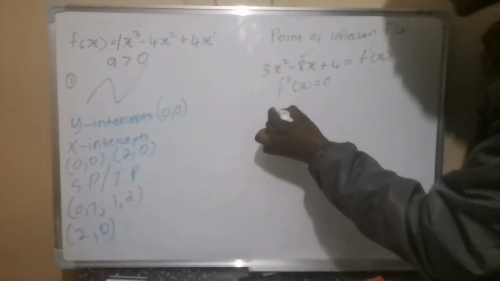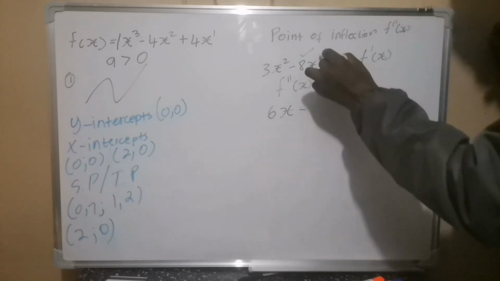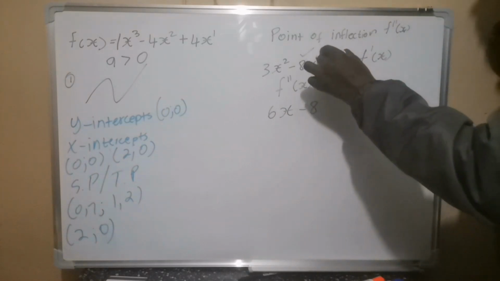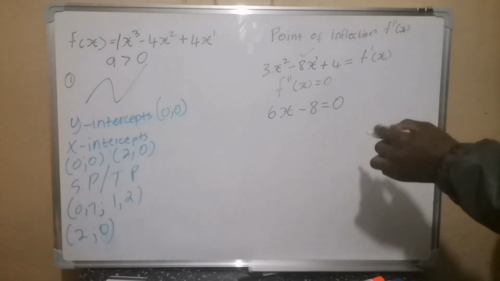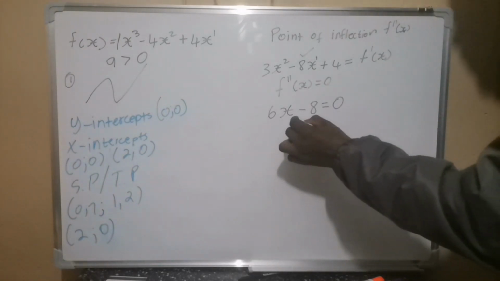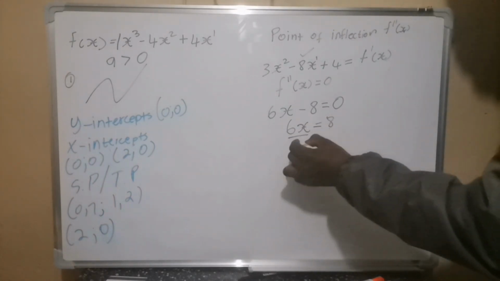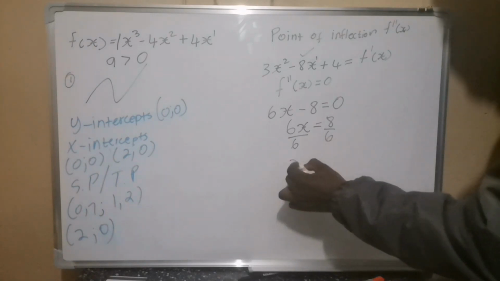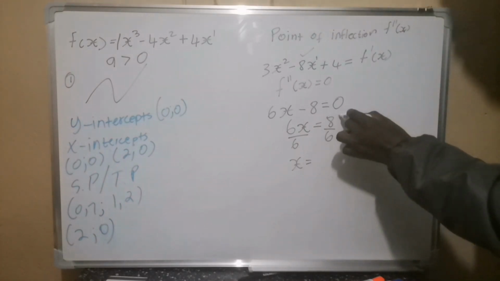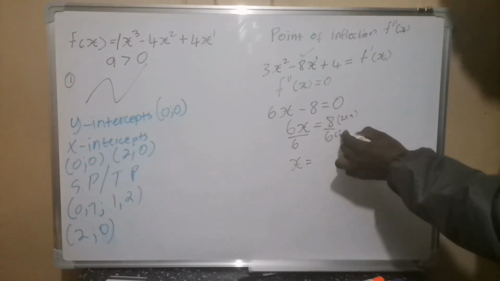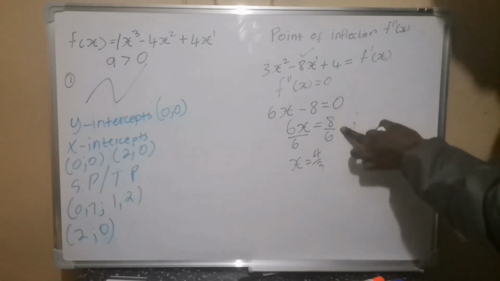So we derive this for the second time. 2 times 3 is 6, 2 minus 1 is 1, 1 times 8 is negative 8, 1 minus 0 is 0. Therefore this is equal to 0. Now I'm going to transpose this 8 to the right, equal to 8. Then you divide both sides by 6. Therefore your x is equal to 8 divided by 6. We're going to have 2 times 4, 2 times 3, so we're going to have 4 over 3 as our x coordinate.